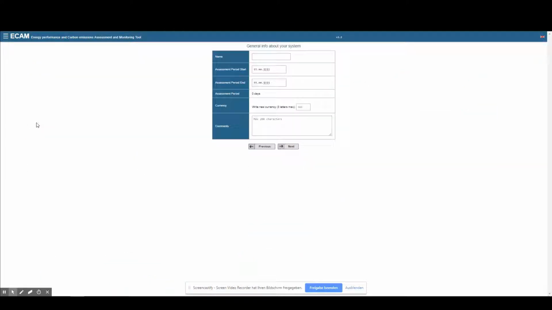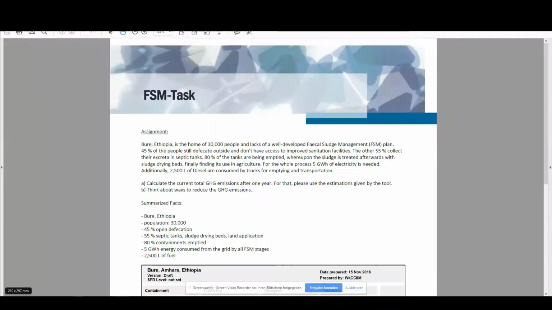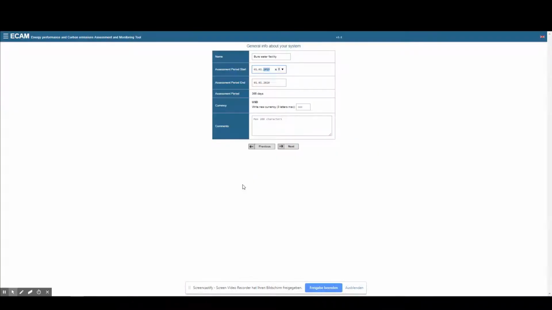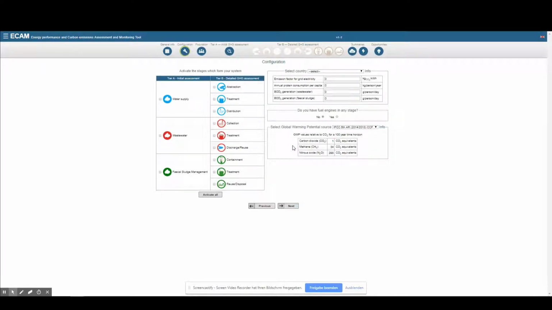Click on New to create a new assessment. Let's choose a name, let's say Beer for the facility. And we know that the text says we would like to have the current total greenhouse gas emissions after 1 year. So we can just leave the assessment period. Here, the assessment period shows that it's 365 days, which equals 1 year.